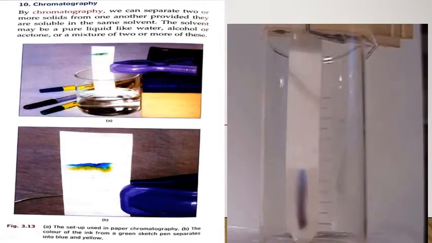Our next method is chromatography. By chromatography, we can separate two or more solids from one another provided they are soluble in the same solvent. We are having two or more solids and they can be separated by this method only when they are soluble in the same solvent. The solvent may be a pure liquid like water, alcohol or acetone or a mixture of two or more of these.